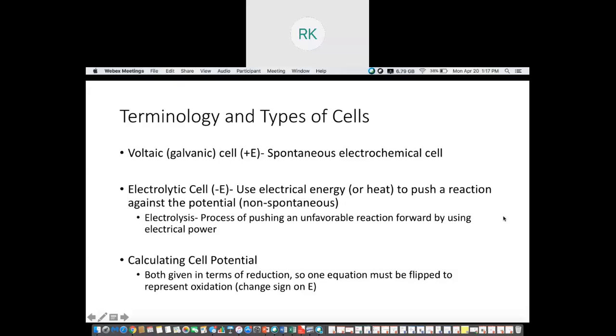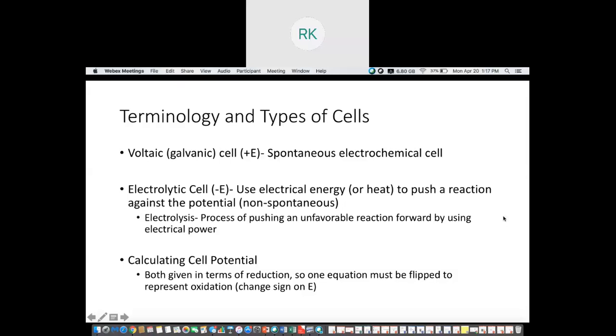It works because there's a release of energy from the battery, okay? So batteries are voltaic or galvanic. They are spontaneous, a normal battery. Rechargeable batteries, though, you plug into the wall to recharge. And so what's happening is an external source of energy, which is the electrical socket, is using its energy to push the rechargeable battery against its potential, which means it's getting recharged using an external energy source, right?